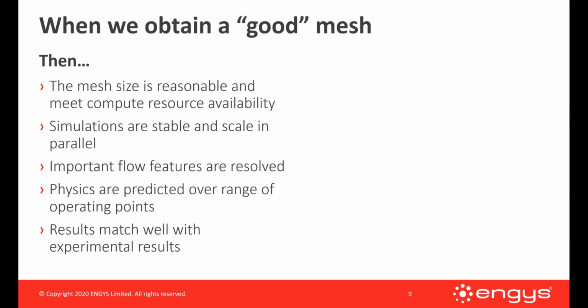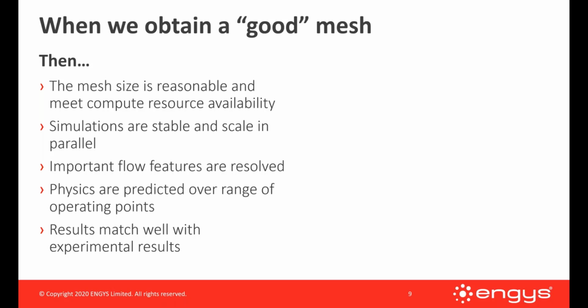So when we obtain a good mesh, the mesh size is reasonable. I should have put that in quotation marks, but a more measurable performance indicator of reasonable is that it meets compute resource availability. So if we're generating a 100 billion cell mesh and we don't have the compute resources to do that, then that is an unreasonable mesh size.